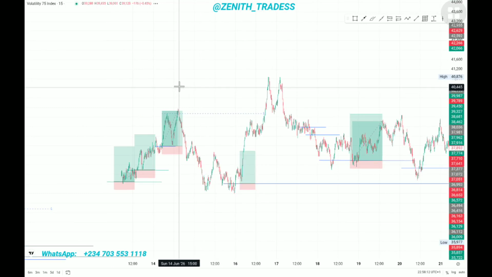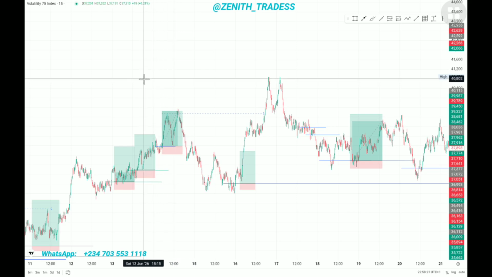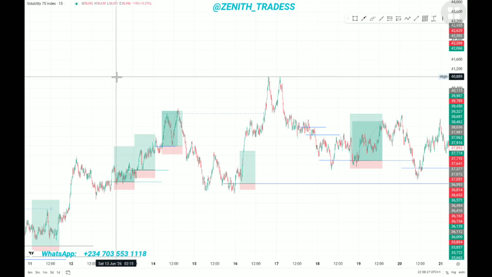All right, so let's check this one. Okay, this one did not rhyme. This one did not rhyme, but it doesn't mean it will not play out. But the one that is rhyme with that four expansion window, definitely when they pick, they're going to move impulsively.